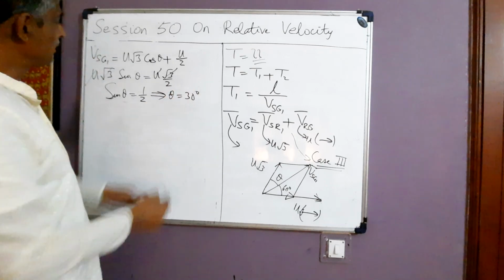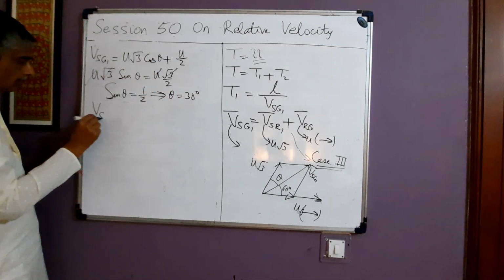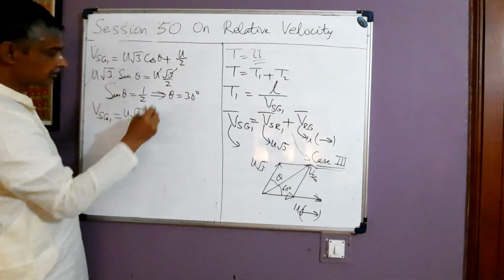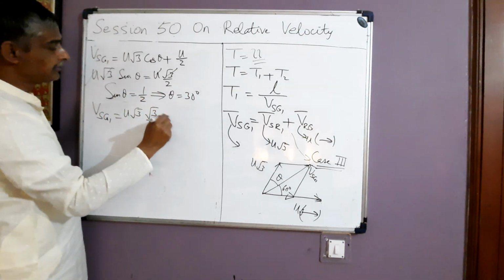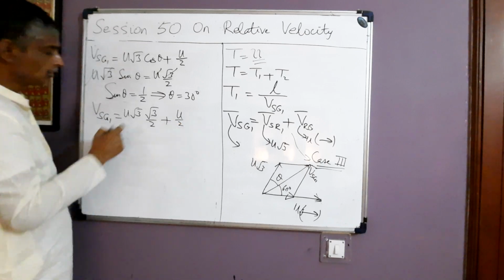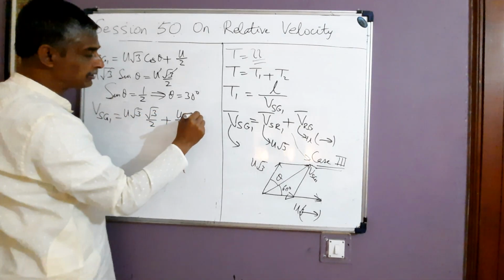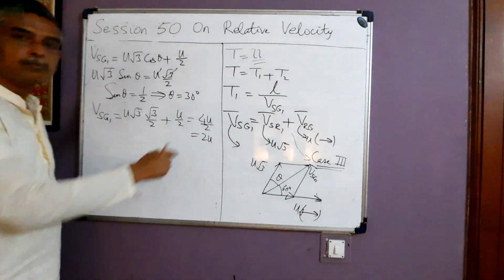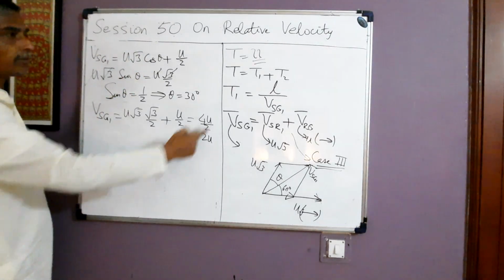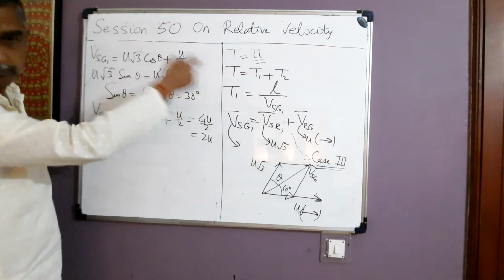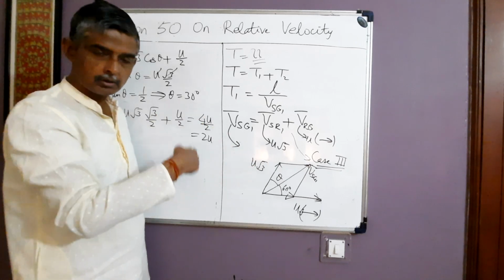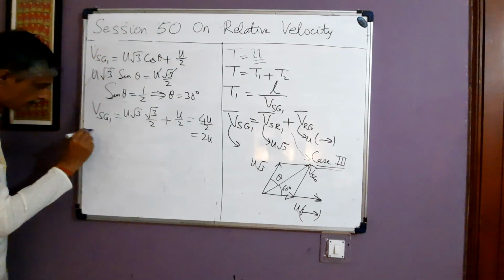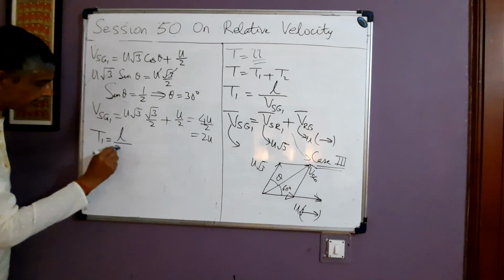Now we substitute the value of theta in this equation. So VSG1 becomes u root 3 into cos 30 degree. Cos 30 degree is root 3 by 2, plus u by 2. 3u by 2 plus u by 2 is 4u by 2, which is 2u. So VSG1 becomes 2u. Alright. Now we go back, we backtrack, okay? We substitute the value of VSG1 in this, so T1 becomes L by 2u.